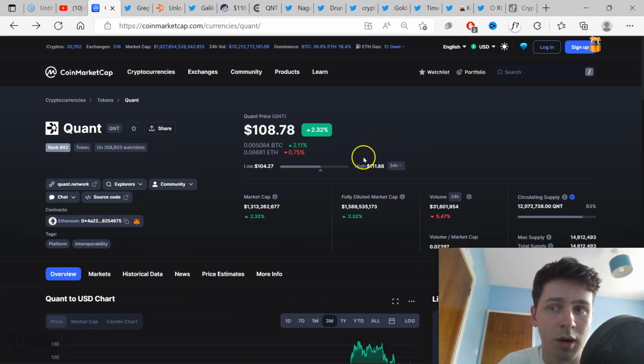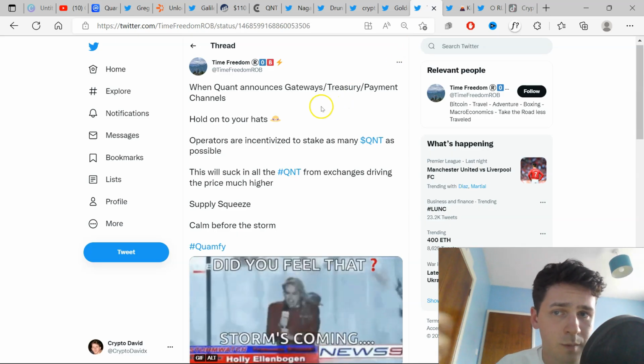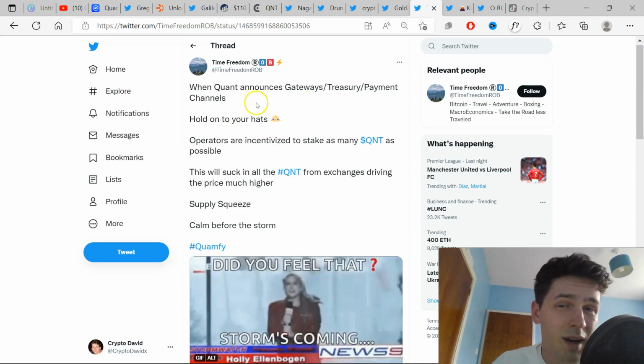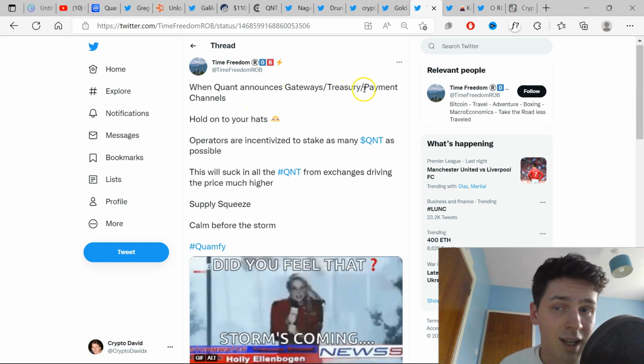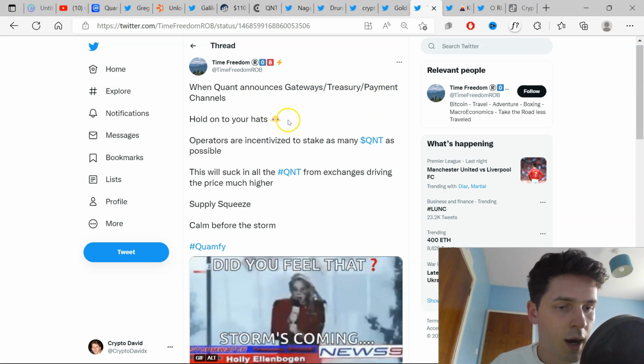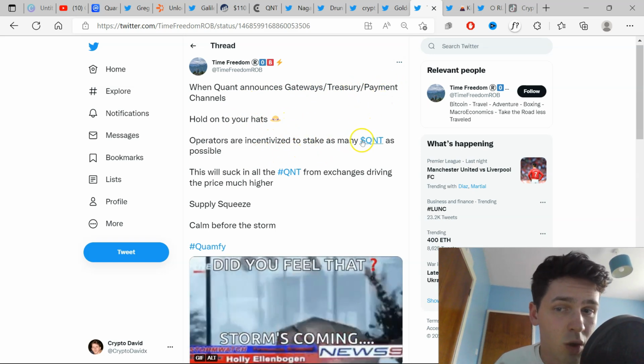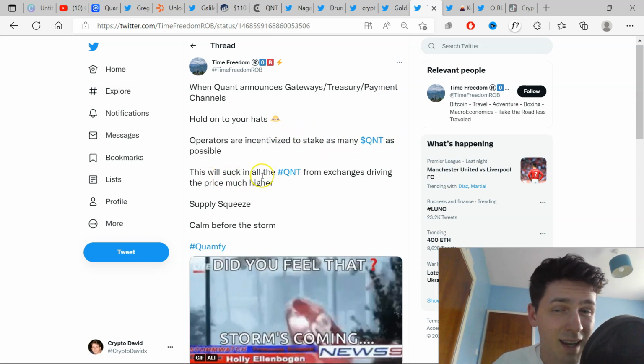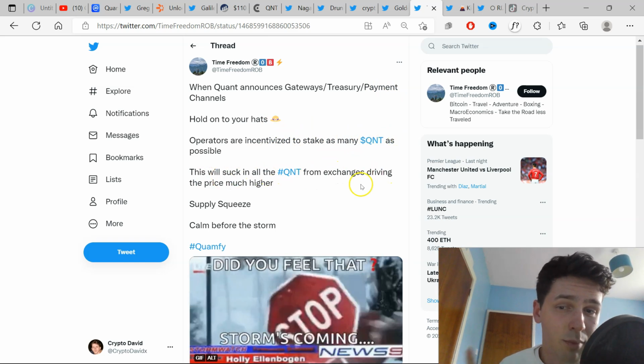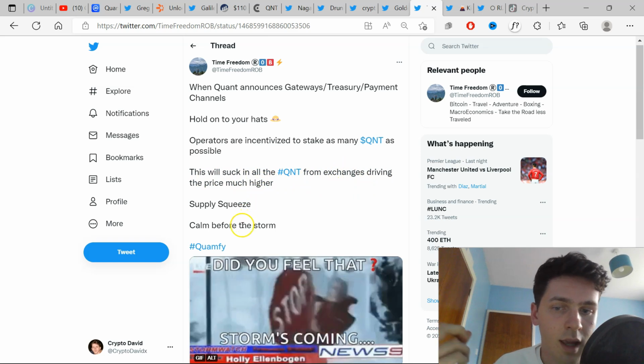It's the same with Bitcoin. People are constantly wishing they got into Bitcoin in 2012, 2013. We have Quant right here in 2022. Also, time freedom. When Quant announces gateways, treasury, payment channels, hold on to your hats. Operators are incentivized to stake as much Quant as possible. This will be stuck in all the Quant from exchanges, driving the price higher. Supply squeeze, calm before the storm.